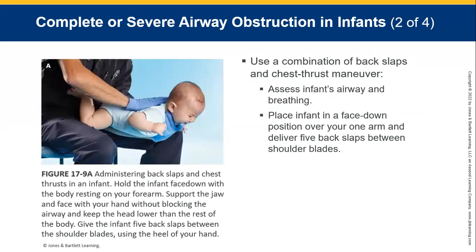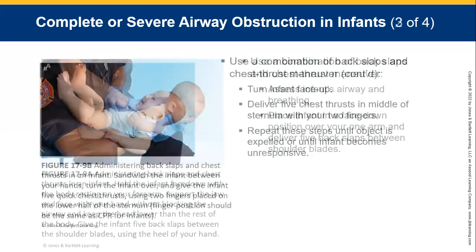Use a combination of back slaps and chest thrust maneuvers and assess the patient's airway and breathing. Place the infant face down, positioned over one arm, and support the head and neck completely. Give 5 firm blows to the middle of the back between the shoulder blades. Make sure the patient is facing down slightly to allow the object to come out a little easier. If this doesn't help, turn the baby over and apply 5 compressions to the chest bone, just below the nipple line, at the center of the sternum.